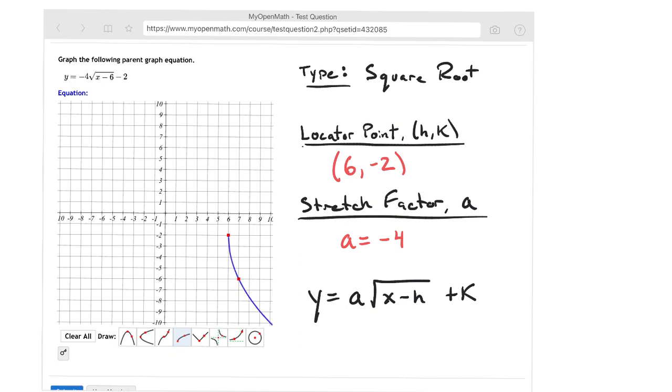That is your graph. You start at the h, k, you go 1 to the right, and then down whatever the a value is here. Well, in this case, it's down 4. If it was positive, you would go up. And that's your square root function.